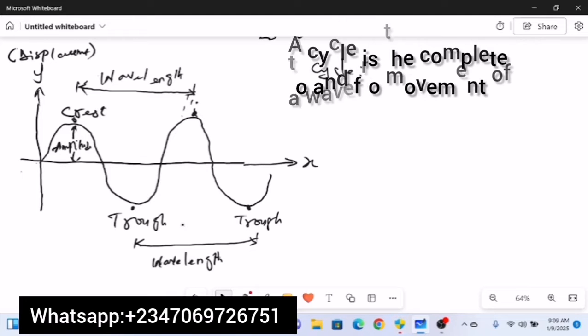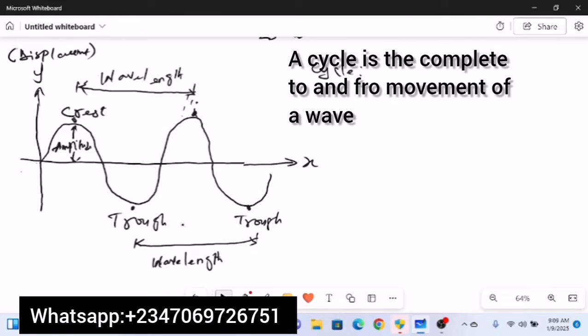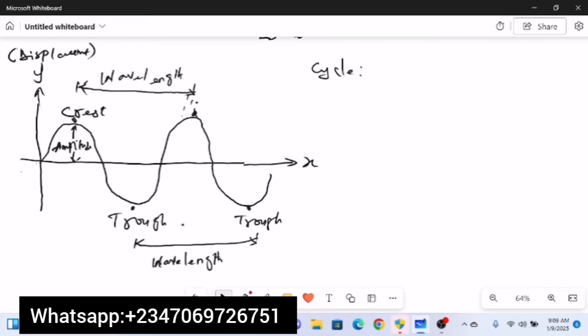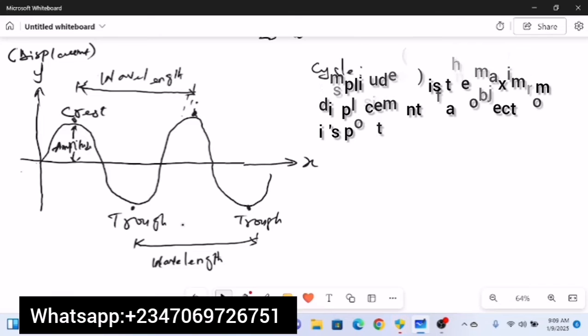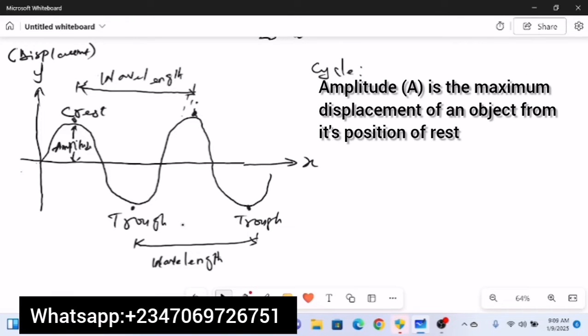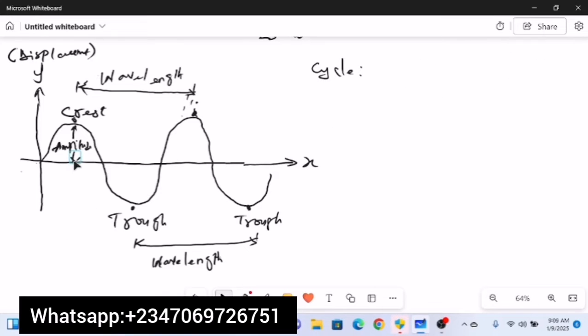What is a cycle? A cycle is simply the complete to and fro movement of a wave or an oscillating object. Next, we talk about the amplitude. Amplitude is simply the maximum displacement of an object from its position of rest. So this is the position of rest. The maximum displacement of that object from the position of rest is simply called amplitude, and it is symbolized by capital letter A.